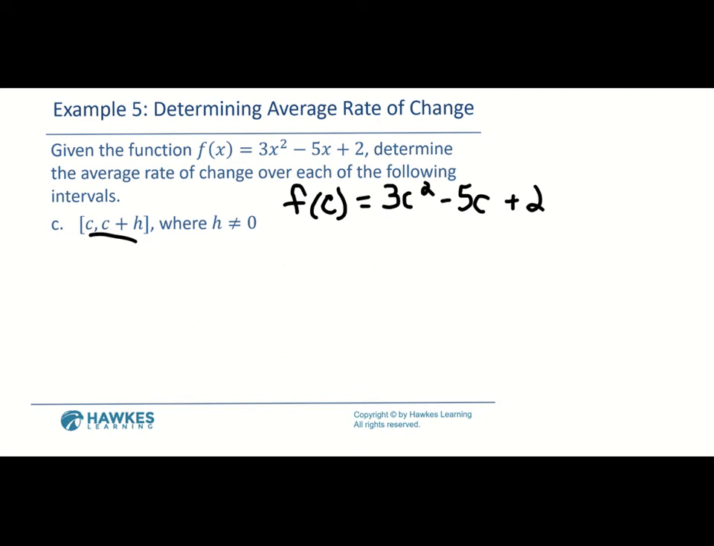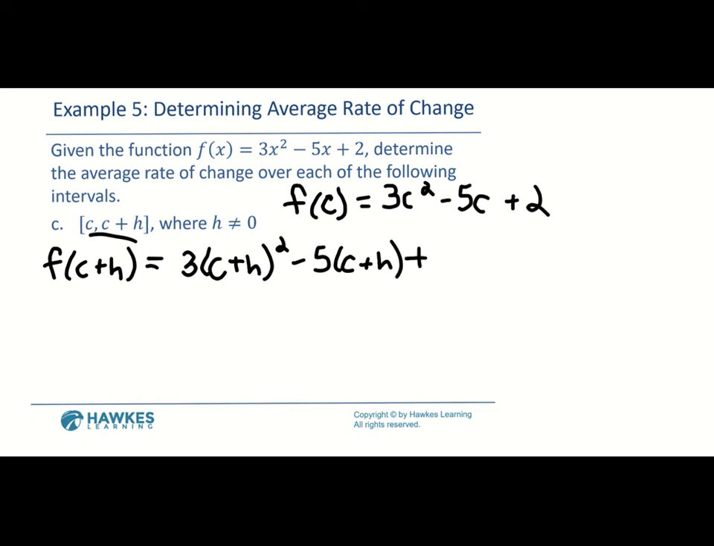Now we need to do f of C plus H. So that means we are going to have 3, and instead of x squared, we're going to have C plus H squared, minus 5 times C plus H, plus 2. If I write that out, we're going to have 3 times C plus H times C plus H, minus 5 times C plus H, plus 2.